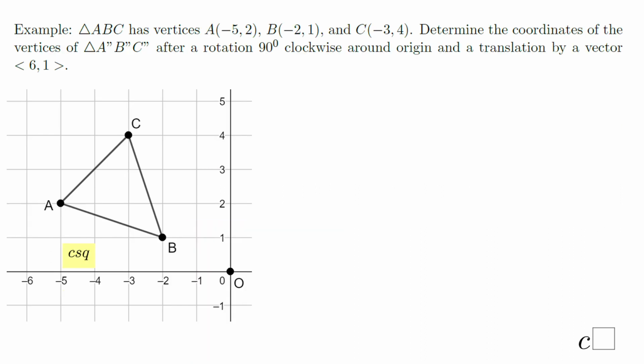One more example here, similar with the others. We have this point, this triangle ABC, you see it, and we have to do a rotation now around the origin and a translation by vector 6 and 1. So very important, the order. First, you gonna have to do the rotation 90-degree clockwise.